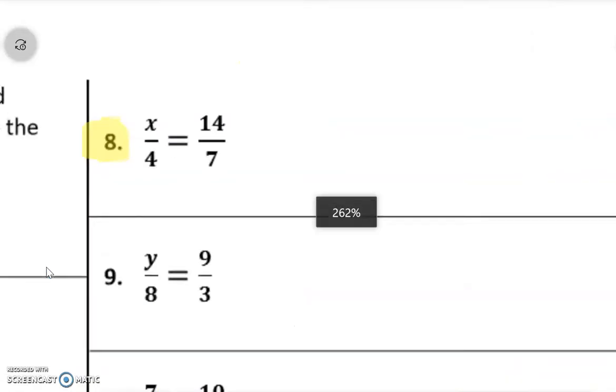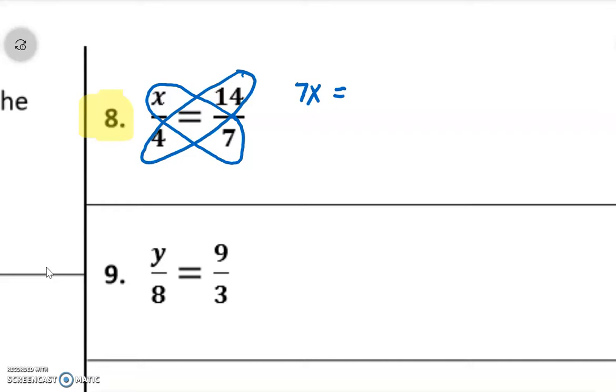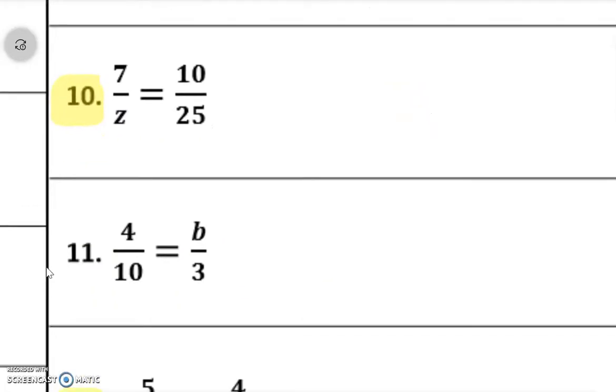When we're solving a proportion here, we want to cross multiply. So 7 times x is 7x, and that's going to be equal to 14 times 4, which is 56. And then I'm going to simply just divide by 7 on both sides. X equals 8. Nothing to it.